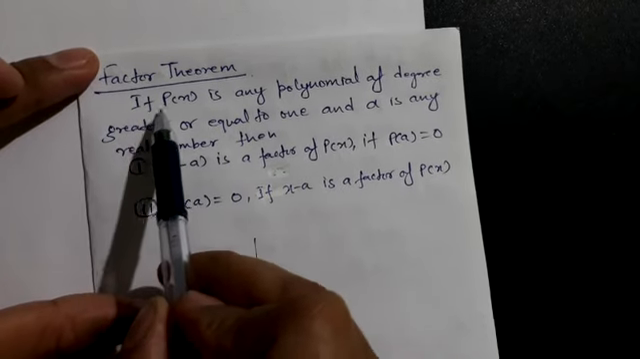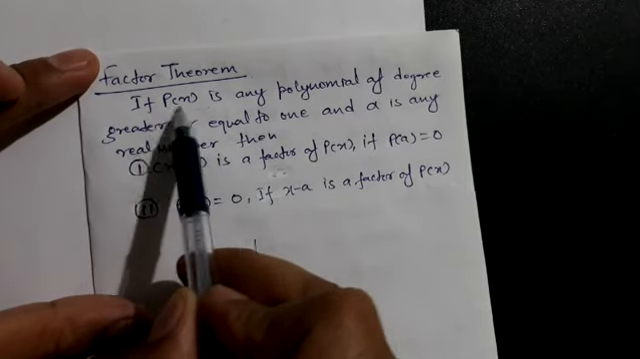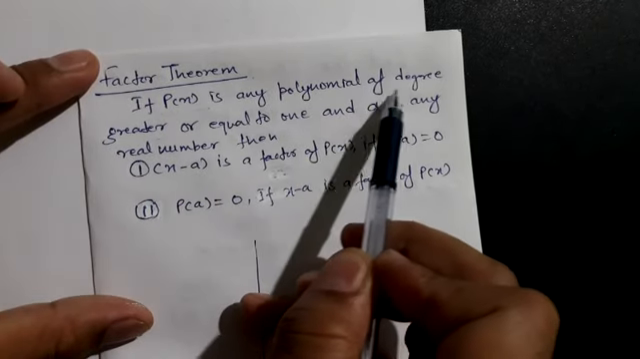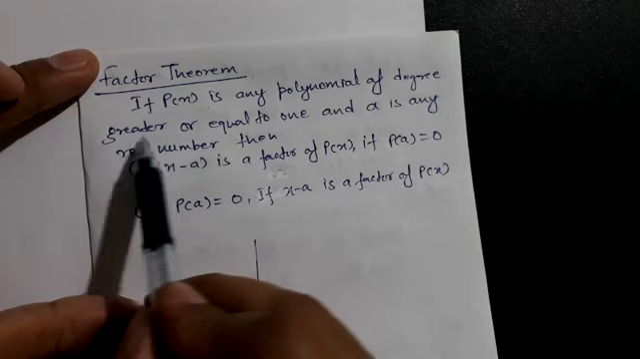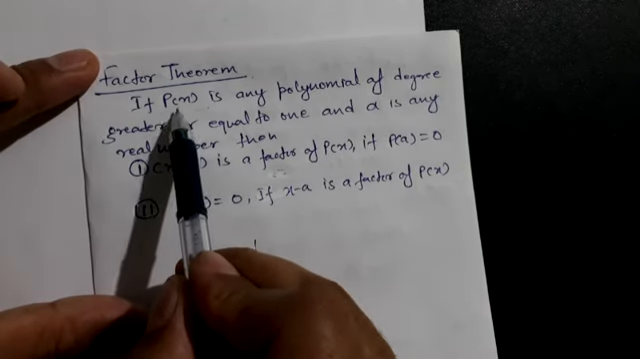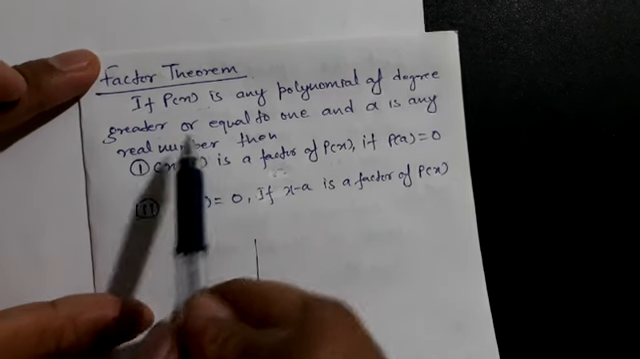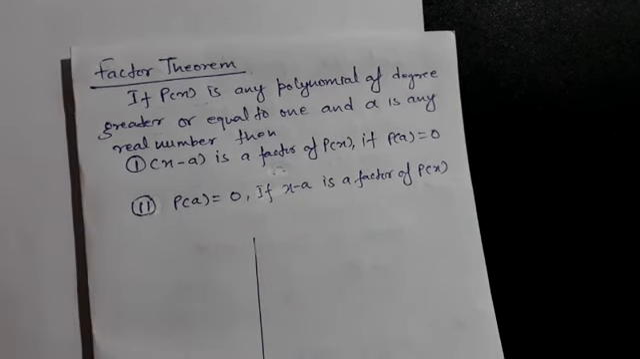So this theorem says, if p of x, so p of x means any polynomial in terms of x. If p of x is any polynomial of degree greater than or equal to 1, and what should be the degree of this polynomial p of x? The degree of this polynomial should be either equal to 1 or more than 1. So what do you mean by equal to 1 or more than 1?